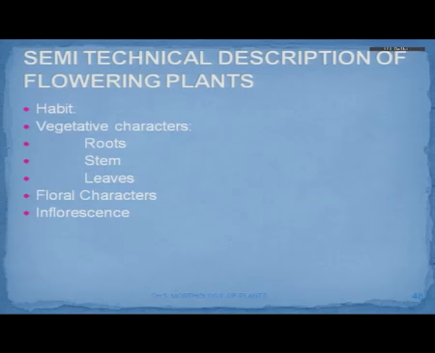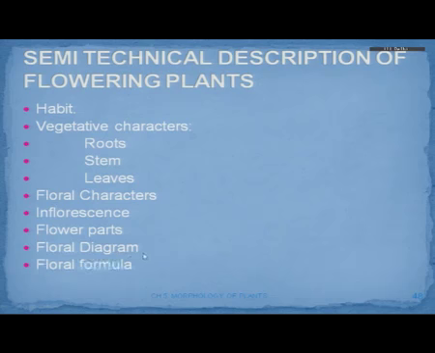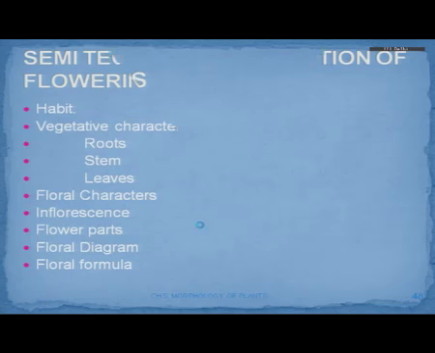Then we come over to the floral characters. In the beginning, first of all, we describe the inflorescence, which kind of inflorescence is present, whether it is racemose or whether it is cymose. Then we come over to the description of the flower parts and we describe the four whorls one by one. And finally, this description is followed by a floral diagram and the floral formula. This seems a lot, but when we study the flowers properly, study the plants properly, this becomes very easy to do.